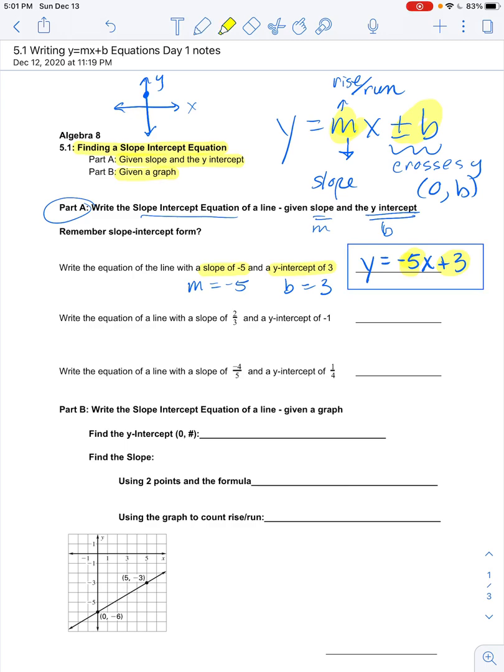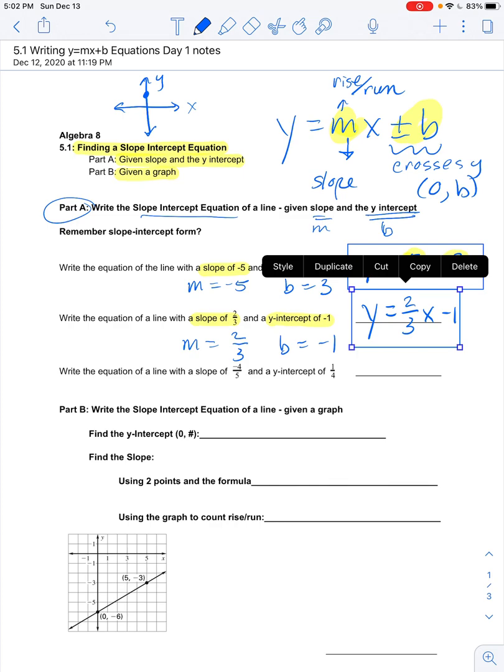How about in this second one? It says, write the equation of a line with a slope of 2/3, y-intercept of -1. So the slope is 2/3, and the y-intercept or b value is -1. So I write my equation y equals slope x, and then my intercept. So it's not really math. It's just knowing what parts go where.